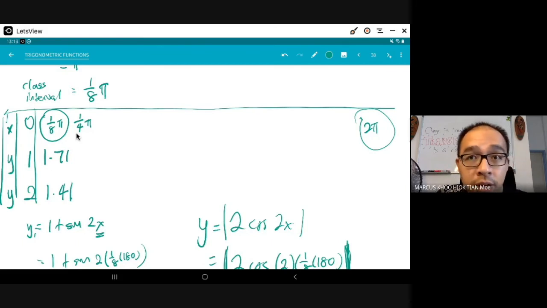Okay? Is it very troublesome to calculate? Yes. I know it is very troublesome to calculate. Okay, but it is a required skill. You need to know how to do this. How to find a cross interval so that you can plot the graph.